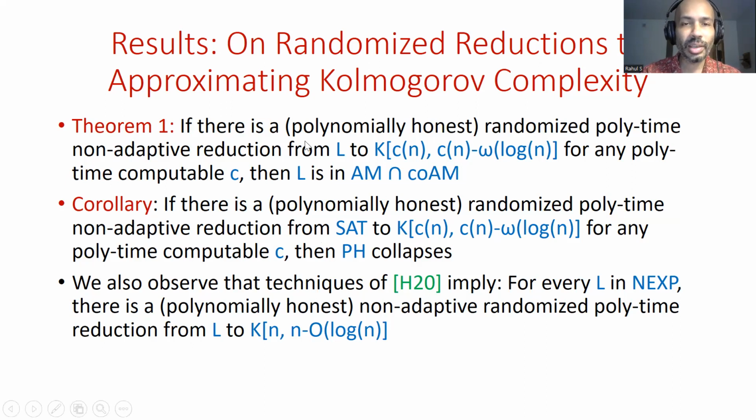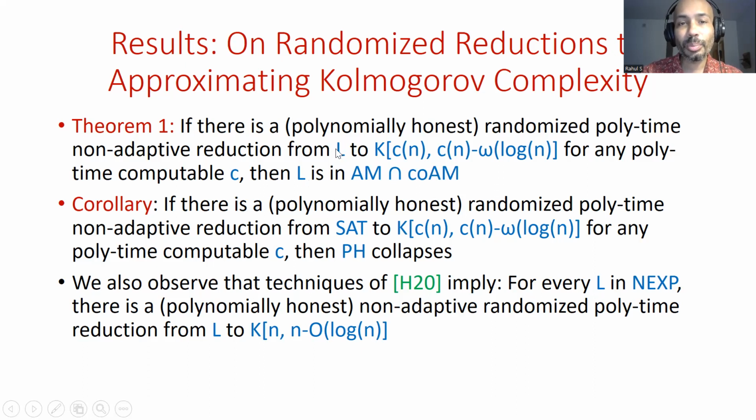So our first theorem is, if there is a randomized polytime non-adaptive reduction, which also needs to satisfy a natural condition called polynomial honesty, which I won't get into here, from a language L to K^C of n minus omega log n for some polynomial time computable C, then this language L is in AM and co-AM. So why is this interesting?